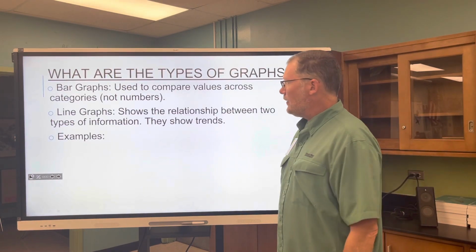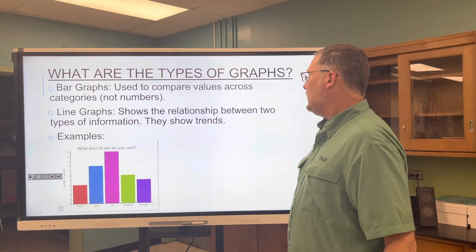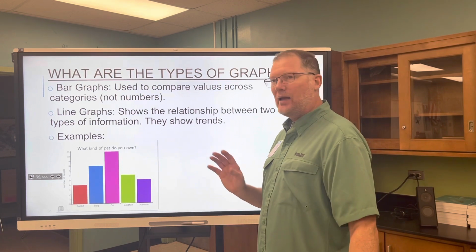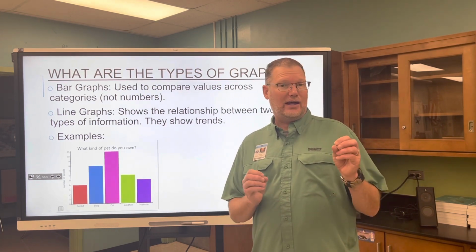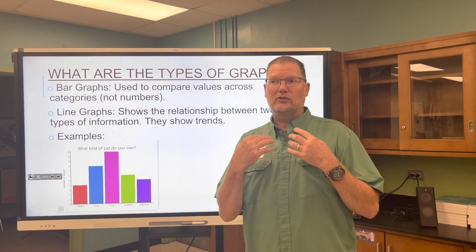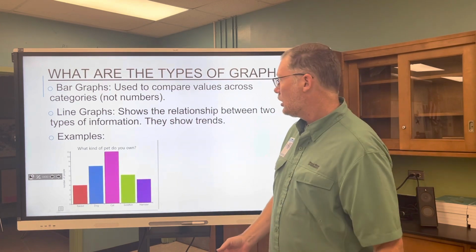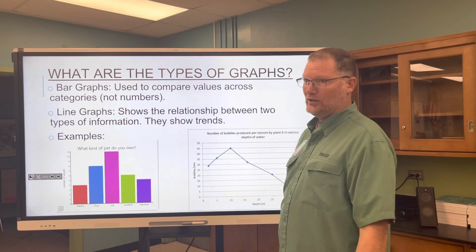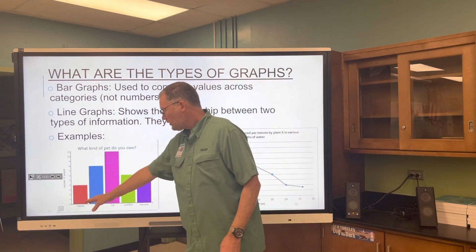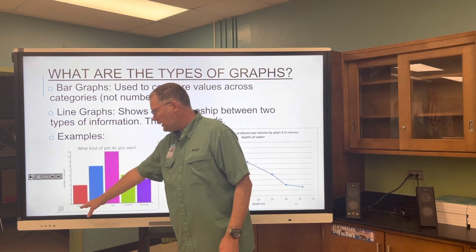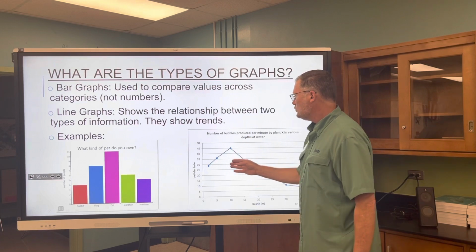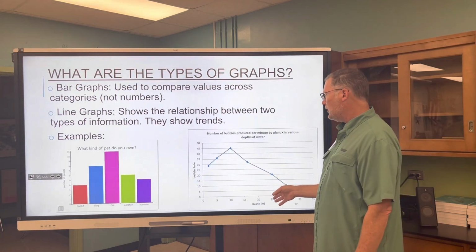And what are the types of graphs? There's bar graphs, there's line graphs, there's pie charts, there's a whole bunch of other different kinds, but the main kinds that we're going to see in our biology lessons, the kinds that we're going to have to make and to be able to read are bar graphs and line graphs, just like this. So bar graphs are simply categories with numbers on the side. And here you have your independent versus your dependent variables.